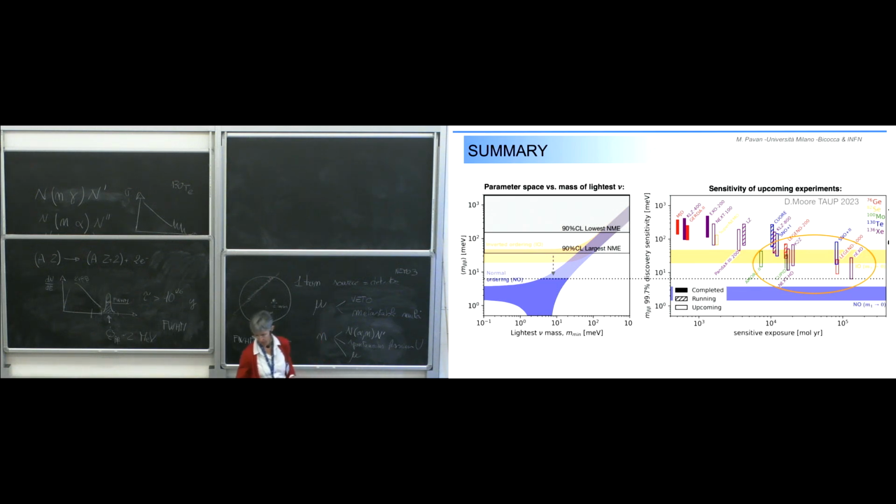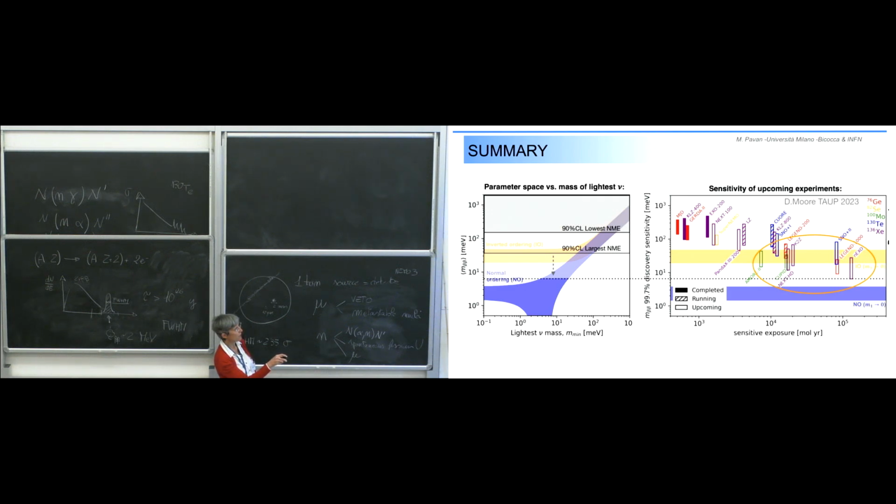So this is the plot that I've shown you, the Majorana mass versus the lightest neutrino mass, one of the three eigenstates. And the allowed regions are these two bands that correspond to what I call the inverted and the normal ordering. So present experiments are these filled bars here. These are the results.